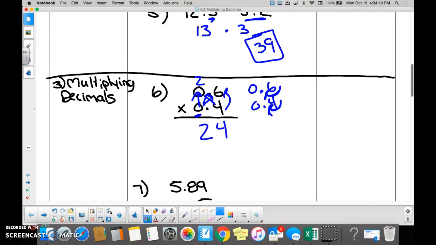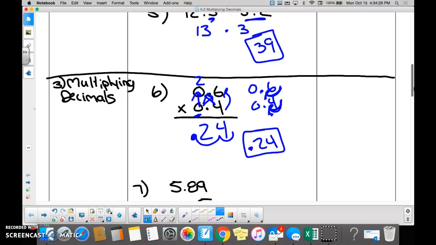The decimal point in our final answer, our product, should be moved in 2 full spots from the end, because together these numbers move the decimal point in 2 full spots. So you're going to put the decimal point right here, 2 spots in, and your answer is going to come out to be 24 hundredths.